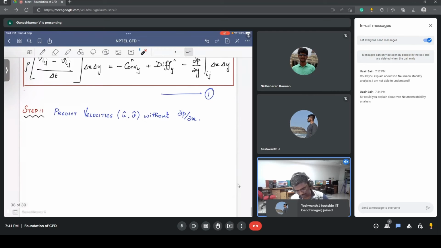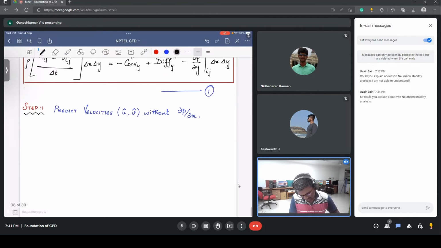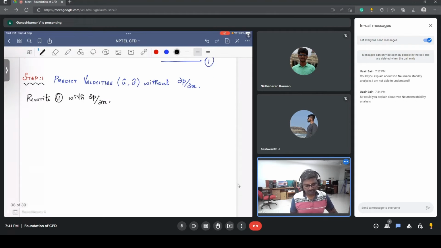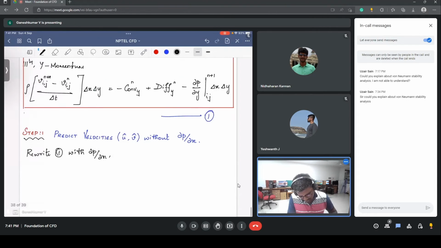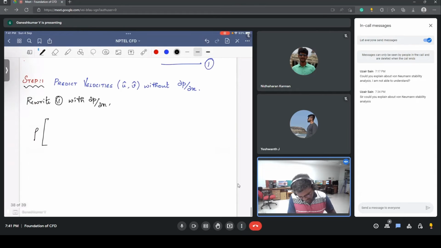In the quasi-Richo method, we will predict the velocity without the pressure gradient. So we have this equation 1, right? We will rewrite equation 1 without the pressure gradient, and the predicted velocity usually will not satisfy continuity because we didn't account for the pressure gradient. So let's say the predicted velocities are u cap and v cap.